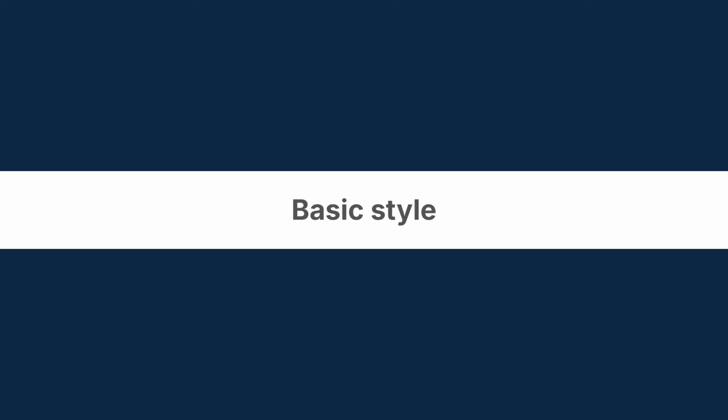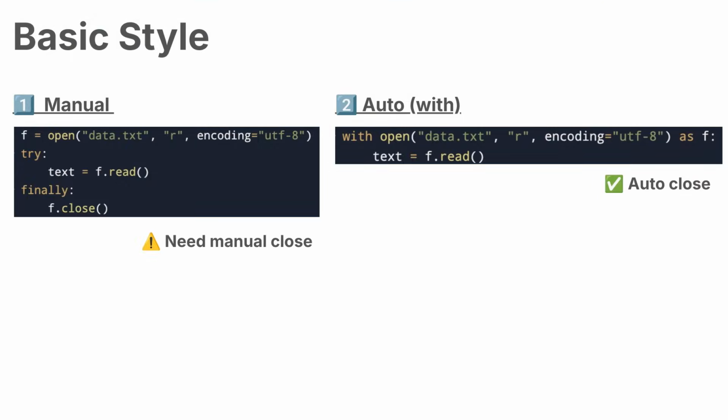Basic style. There are two styles. On the left is the manual way. We call open, do our work inside a try, and then remember to close in the end. It works, but it's easy to forget that last step, and if an error happens before close runs, the file can stay open. On the right is the auto way using with.